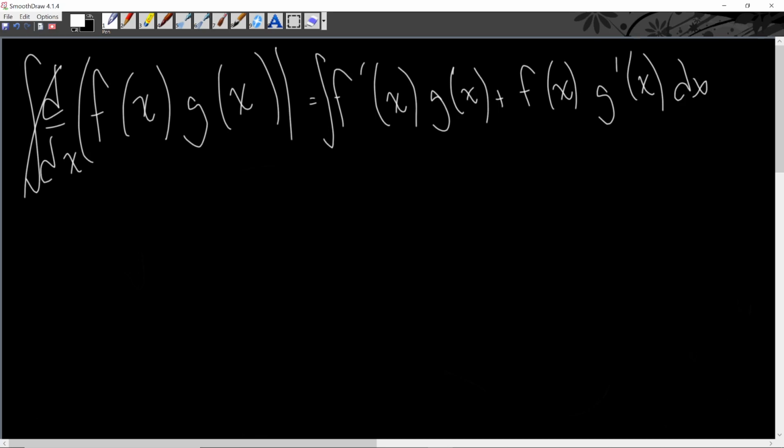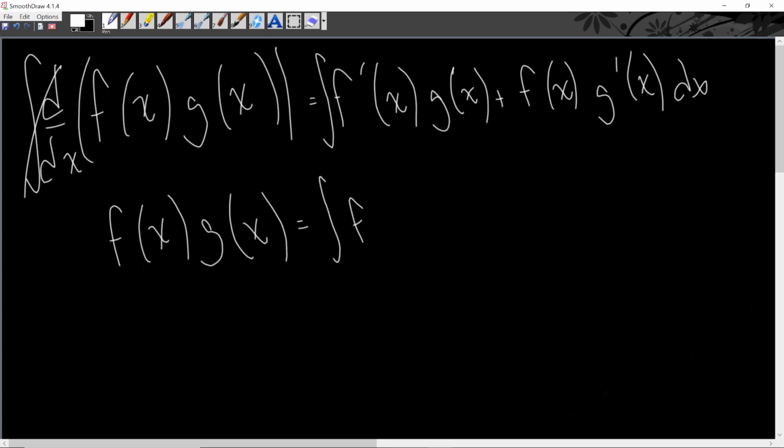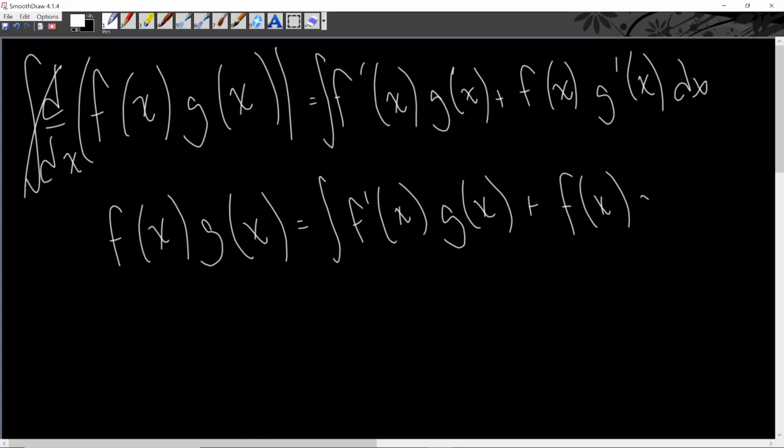Since derivative and integration are inverse operations, we can simply cancel that out, and we're left with f of x, g of x is equal to the integral of f prime x g of x plus f of x g prime x dx. I'll put dx over there as well, because we can split these integrals. That's one of the properties that we were talking about.